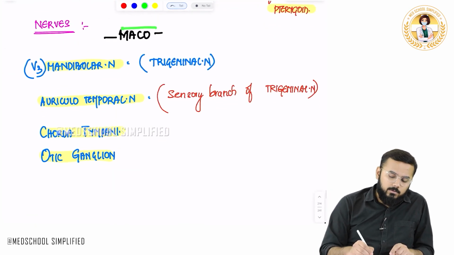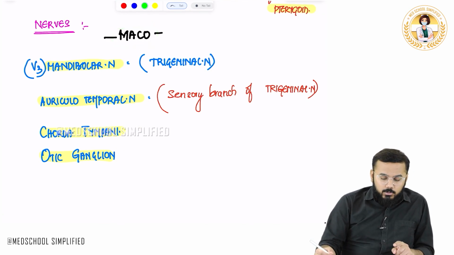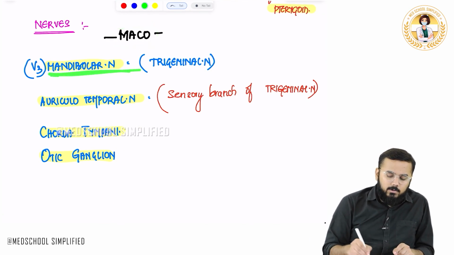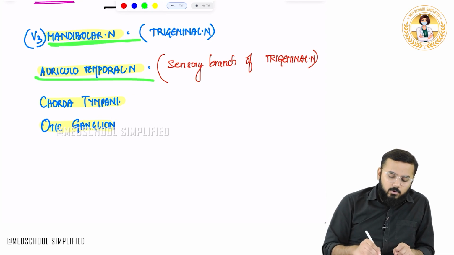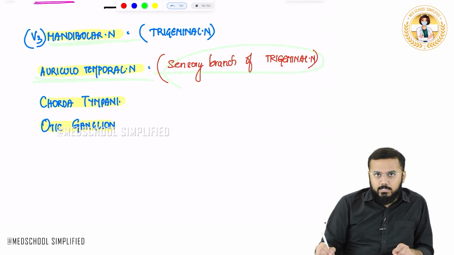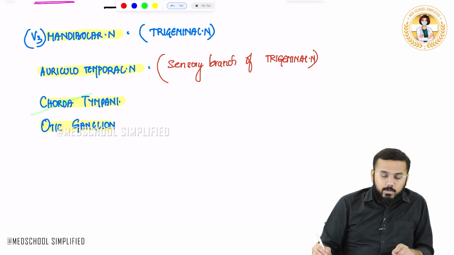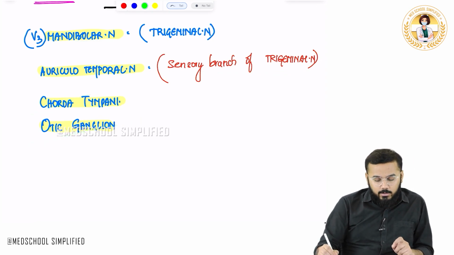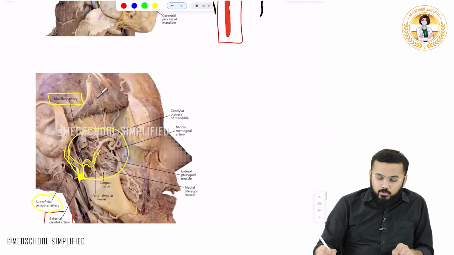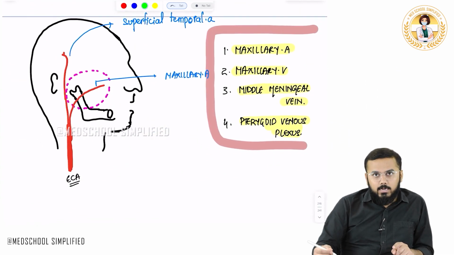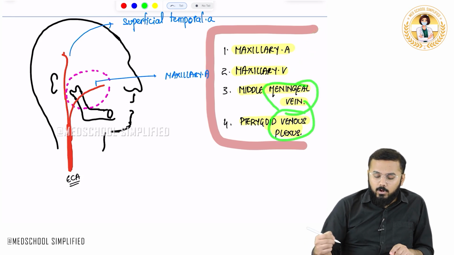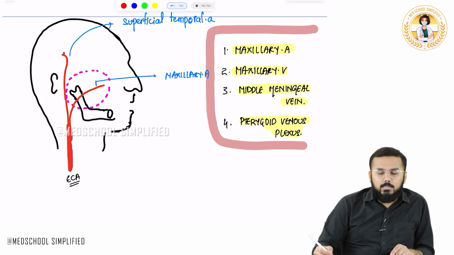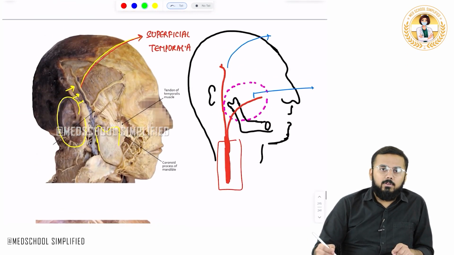Coming to the nerves, we have MACO. M stands for mandibular nerve. Okay. A stands for auriculotemporal nerve, which is a sensory branch of your trigeminal nerve. C stands for your chorda tympani and O stands for your otic ganglion. Okay. Right. So, these are the branches over here, and coming to the arteries and veins that are in association or that are passing through this infratemporal fossa, maxillary artery, maxillary vein. Next, we have got the middle meningeal vein and pterygoid venous plexus. Right. So, these are some of the very important things which you need to know regarding the infratemporal fossa.